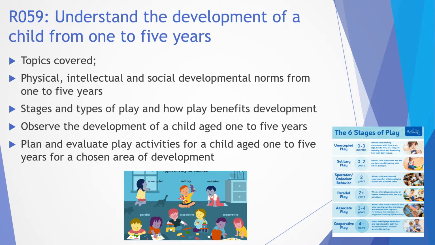The second unit then that you'll look at in Year 10 is RO 59, and that is understanding the development of a child from 1 to 5 years. There are 4 topic areas in this unit. We'll start off by looking at the physical, intellectual and social developmental norms of children from 1 to 5 years. So these are the typical things that we expect to see as a child develops between these ages.